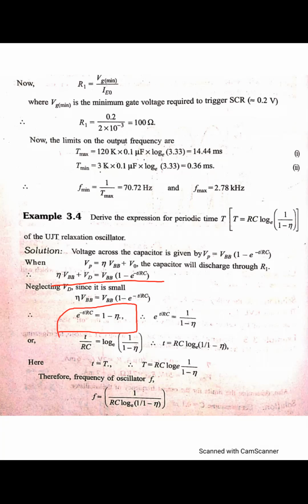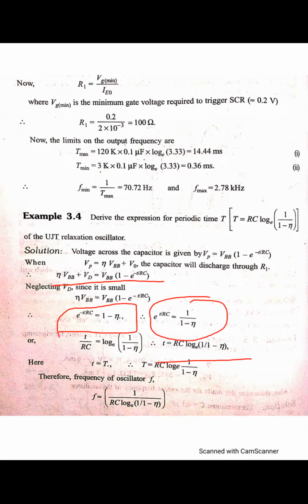So then this becomes, okay, e to the power of T by RC is equal to 1 divided by 1 minus the intrinsic standoff ratio. So then this becomes 1 by RC log of 1 divided by 1 minus eta. So then T is equal to RC into log of 1 divided by 1 minus theta.